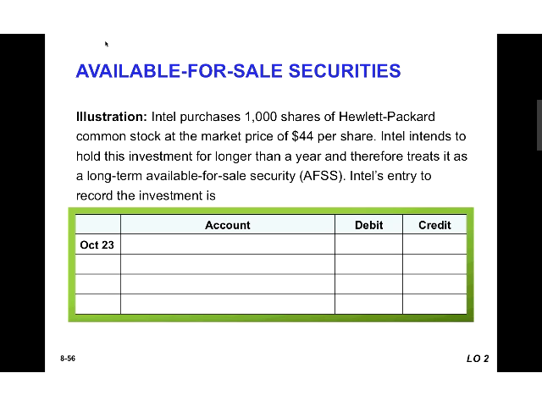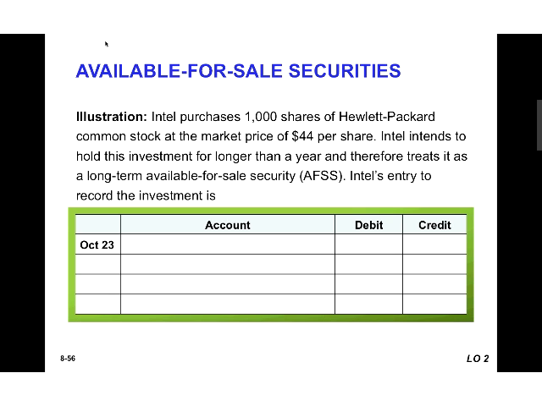Our example is Intel purchases 1,000 shares of Hewlett-Packard common stock at the market price of $44 per share. Intel intends to hold this investment for longer than a year and therefore treats it as a long-term available for sale security. Sometimes you'll see available for sale security abbreviated as AFSS. And so when they go to record this purchase, we've seen this in a prior chapter. This journal entry isn't necessarily new. But when we make this purchase, we're going to be debiting the investment because that's what we're getting, and crediting cash. And how much is it?